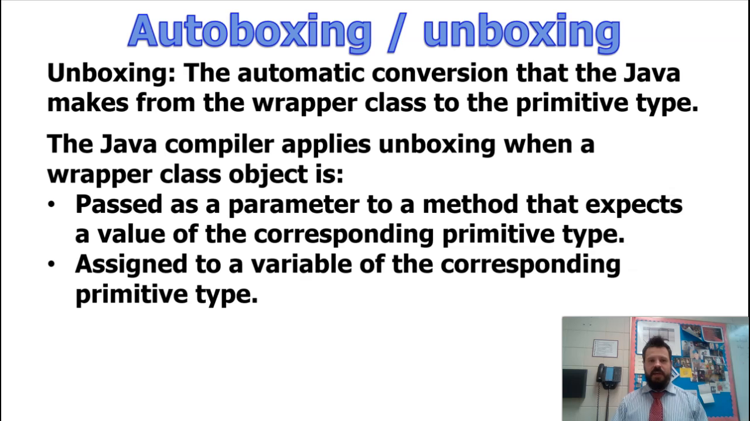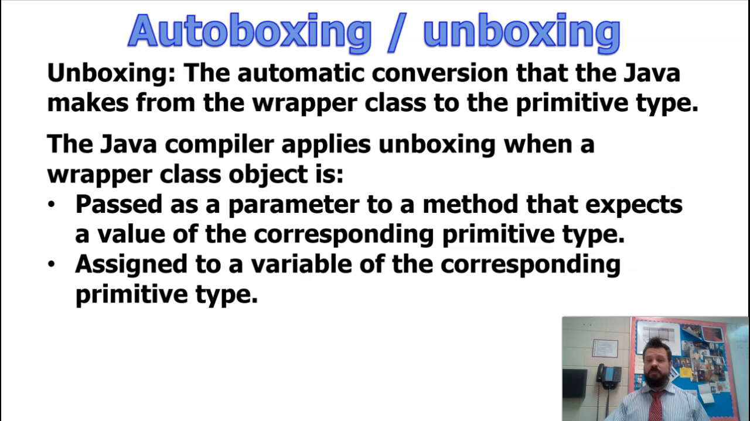All right, unboxing then is the automatic conversion that Java makes from the wrapper class to the primitive. So as in we have our object, we want to treat it like a primitive. In most cases, Java is going to take care of that conversion for us. We'll say the Java compiler applies unboxing when a wrapper object is passed as a parameter to a method that expects a value of the corresponding primitive type.